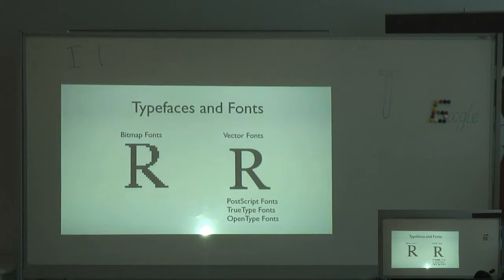PostScript fonts originate from Adobe, as PostScript does. TrueType, interestingly, originates out of Apple and Microsoft working together, not wanting to pay license fees to Adobe. And OpenType essentially is a newer standard that came about where people start thinking, look, we really need to have a standard because this is getting silly.